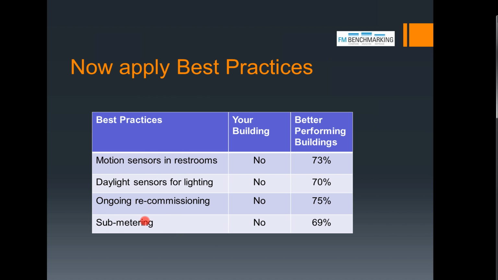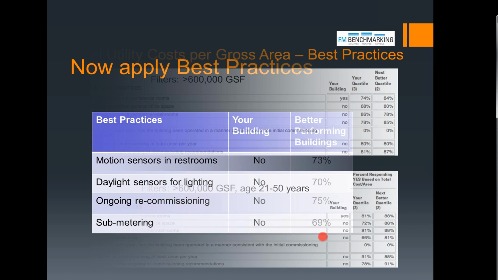If we look at 4 best practices related to utilities in this example that we're not doing in our building, but we find out these percentages of buildings that are similar to ours have implemented these best practices in their buildings. So that gives us an idea of what we might look at in our building. And that's a way to use benchmarking of best practices to improve further.